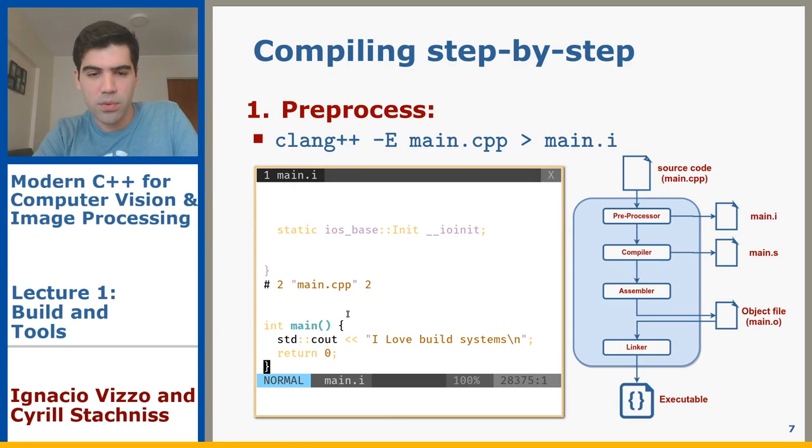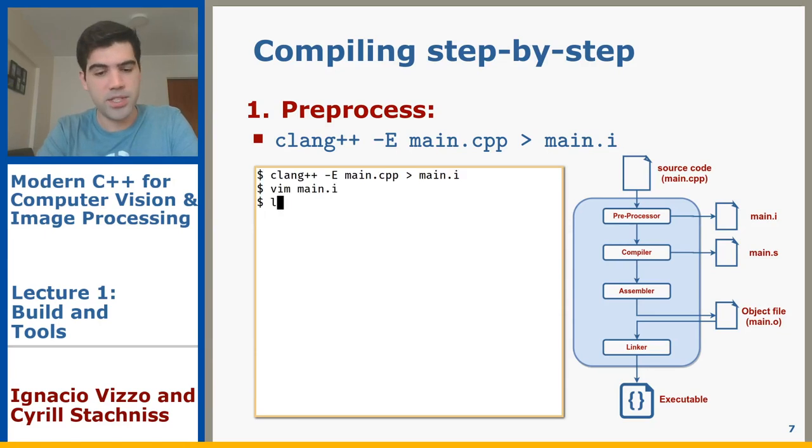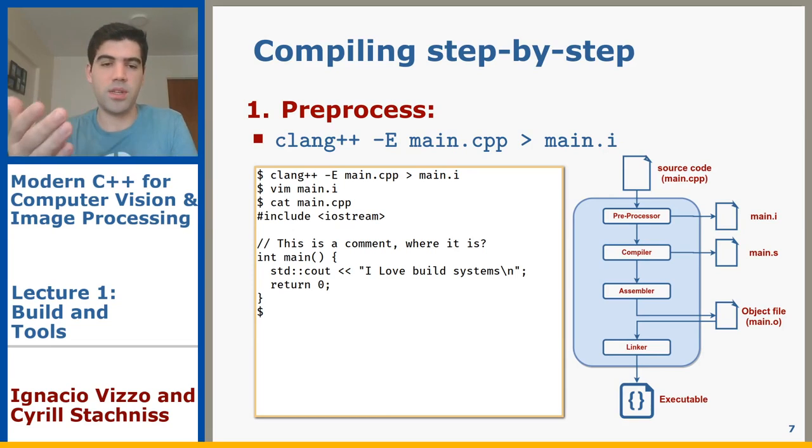And if you look at the source code, you see that, for example, our comment is not there anymore. If you remember, "this is a comment, where is it," it's not here because the preprocessor cleaned up all this stuff. Also the include is not here. The include iostream is not here anymore. Let's check again our CPP example. Basically, it had an include, then a comment, and it's not there anymore.